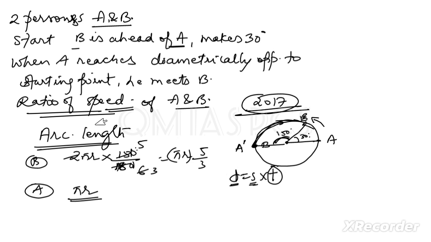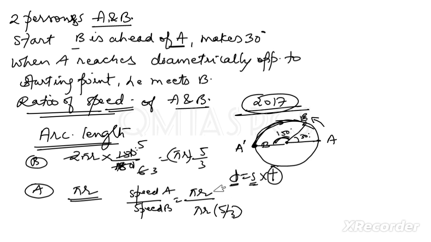So here we are asked for the ratio of speed of A and B. If I write speed of A by speed of B, it will be distance of A by distance of B. Distance of A is pi r, and this will be pi r times 5 by 3. So this 3 will go to the numerator, pi r will be cancelled. It is 3 by 5.